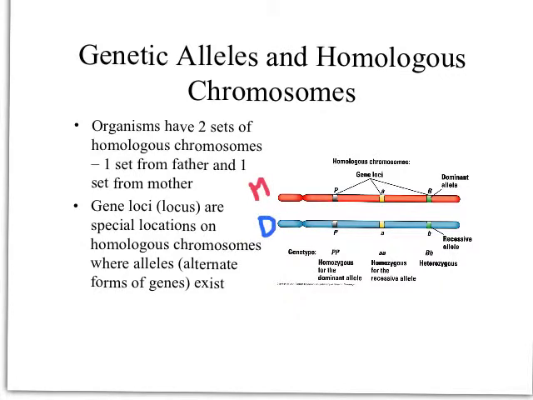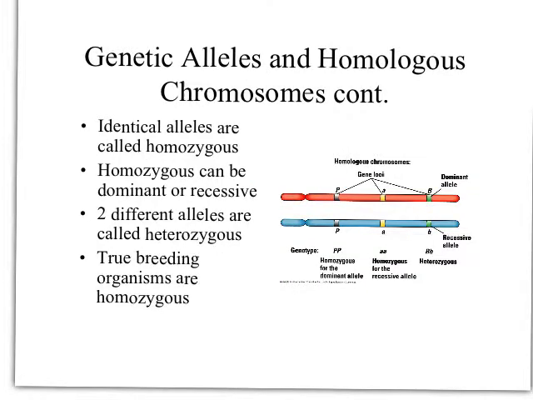Now, on these genes, which are made up of DNA, we have different locations, or special locations, where these alleles, or different forms of the gene, exist. So if we take a look here, we've got different locations on the homologous chromosomes where different alleles are going to sit. If they are identical alleles, meaning that from mom you get a big P and from dad you get a big P, okay, we call that homozygous.